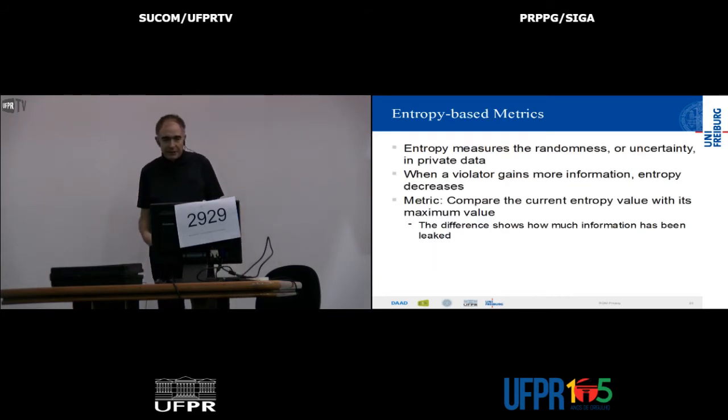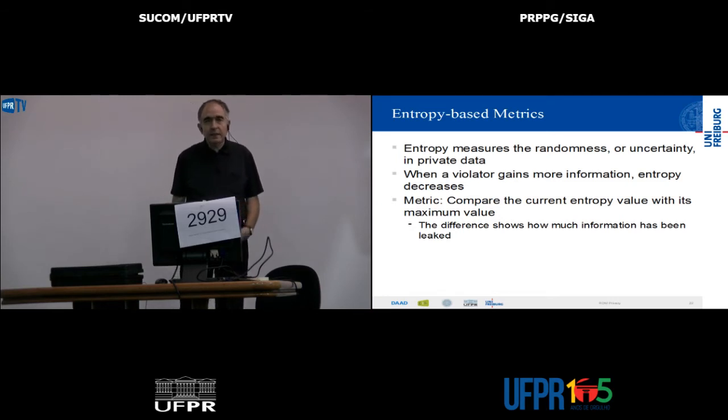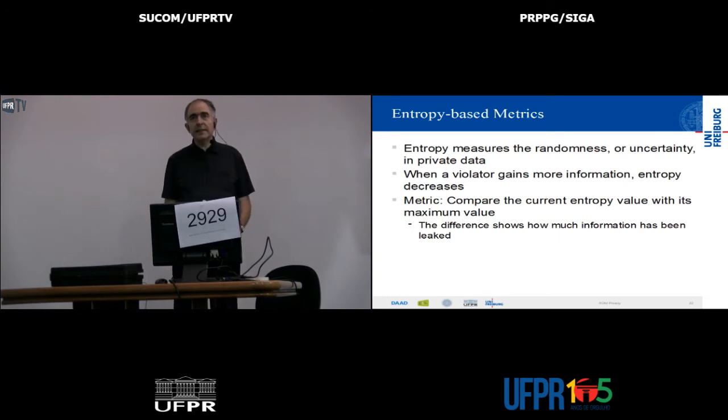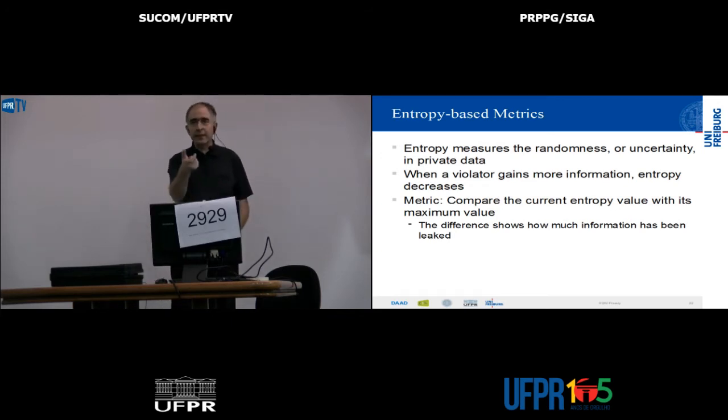Let's go to the other thing, the entropy-based metrics. Randomness or uncertainty. Again, the more the attacker knows, the less entropy, the less security you have. And you just have to compare the current one with the maximum value to find out whether you're still safe. Unfortunately, there's no device like a Geiger counter where you walk around and say, okay, tick, tick, tick, you're still safe, we have enough data about him. That's not possible.